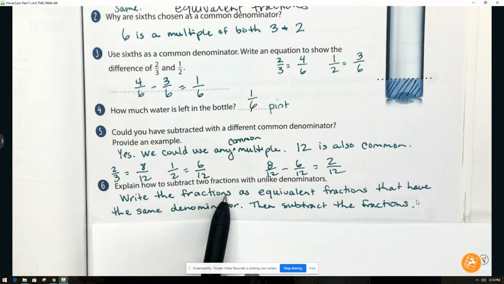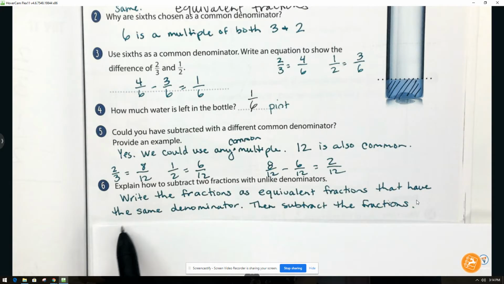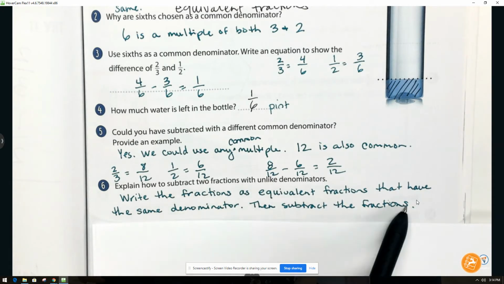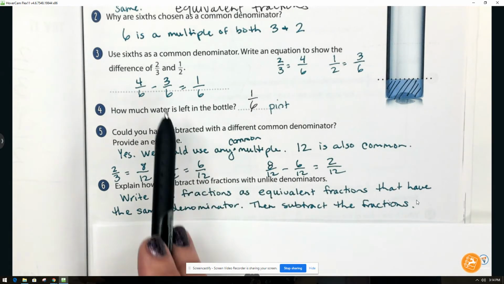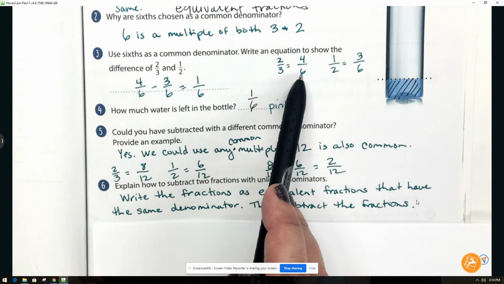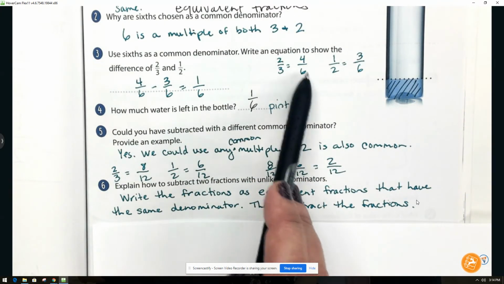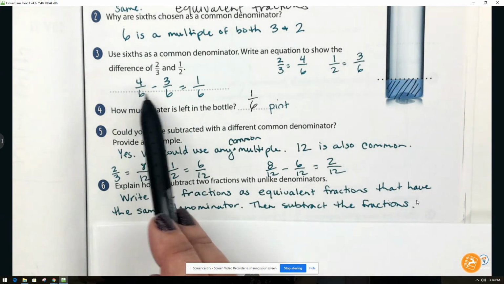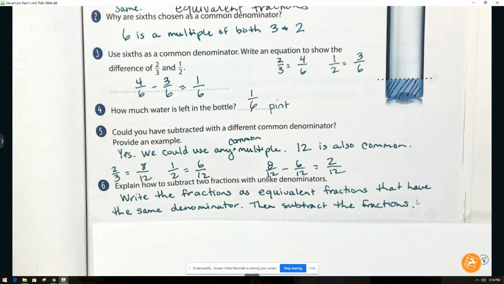Well, you write the fractions as equivalent fractions that have the same denominator, then you subtract the fractions. So we wrote 2/3 and 1/2 both as sixths. Those are our equivalent fractions that have the same denominator. And then we simply subtracted the fractions to get our answer.